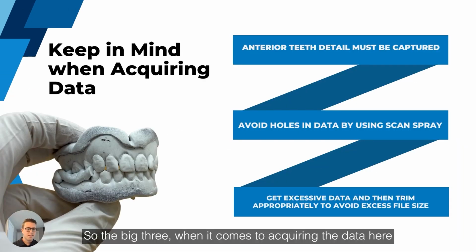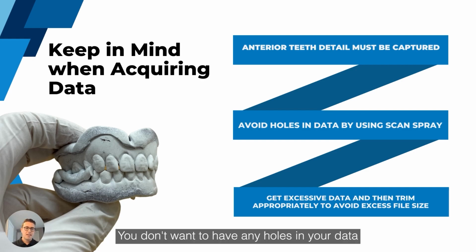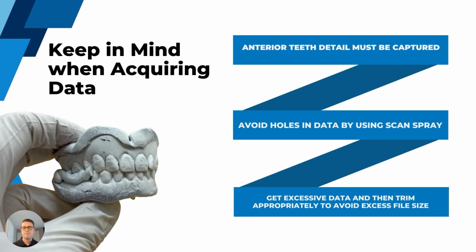So the big three when it comes to acquiring the data here: you absolutely must get the anterior teeth in your bite scan. You don't want to have any holes in your data, and it's better to have some excessive data to begin with and then trim it away later on in the scanning process.